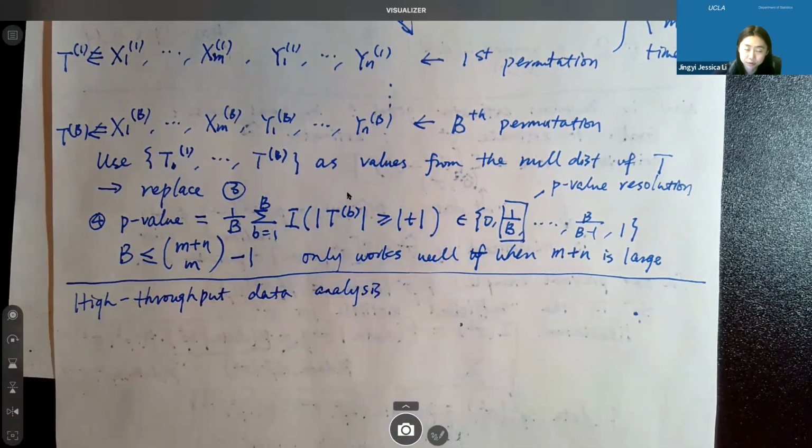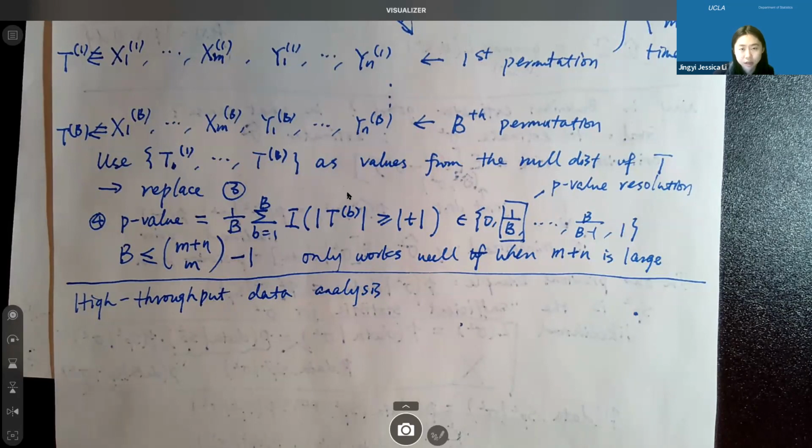By high throughput, that's the biological term. It means that our experiment can measure a lot of things at the same time. For example, next generation sequencing is a high throughput assay. RNA-seq can allow us to measure all the gene expressions in the sample, right?